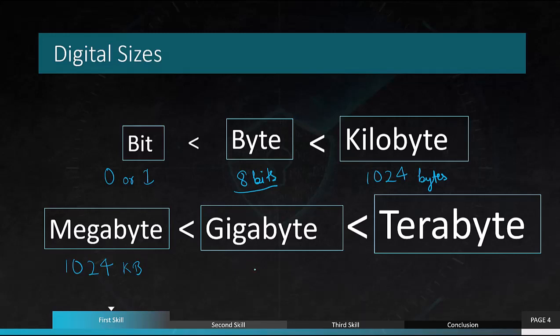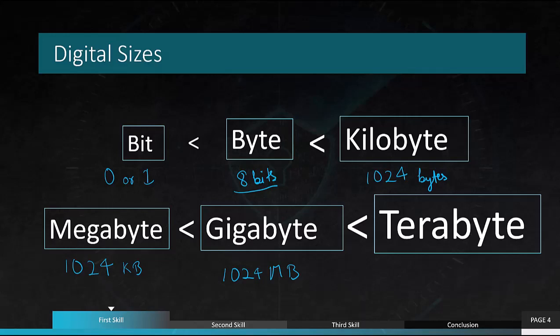Then we'll see the next digital size, which is gigabyte. We are quite aware of the gigabyte because in our device storage and other places, we see space considered as GB. Now this is what a gigabyte is. If I talk about how many megabytes it stores, the answer is simple: 1024 megabytes.